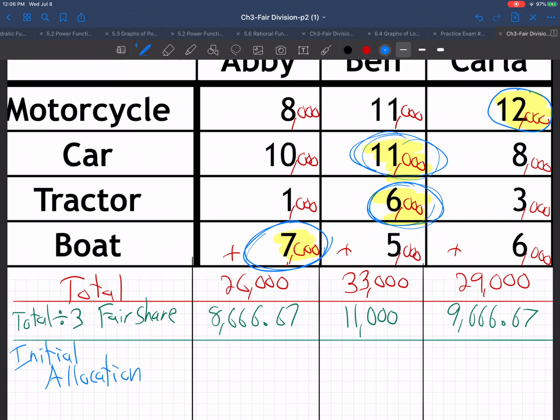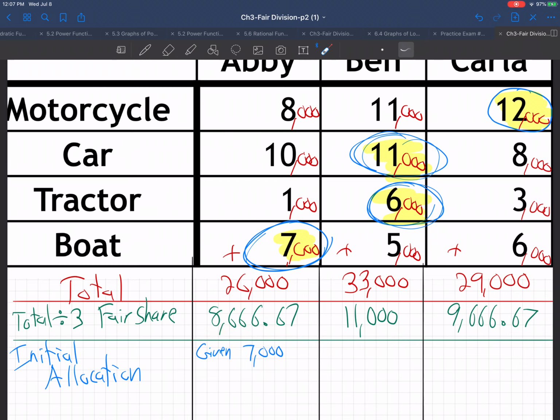So it looks like the initial allocation. What's the story with Abby? Her fair share is $8,666.67. That's what she should get as a fair share, and she was given the boat, a $7,000 boat. So she was given a $7,000 boat, and the fair amount she should receive is $8,666.67. So what do we have to do?